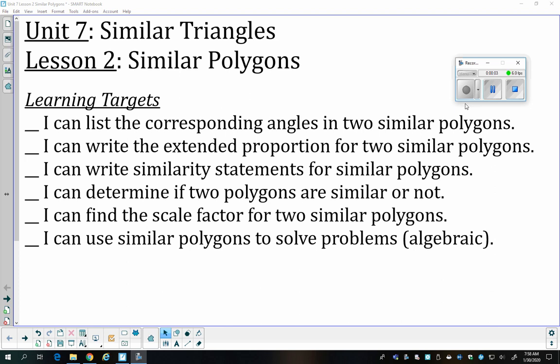Hey, y'all, we have been talking about congruent triangles now for a little while, and we're going to start talking about what it means to be similar, and we're going to start that discussion with similar polygons. So, not just triangles, but four-sided figures, five-sided, six, so on and so forth.